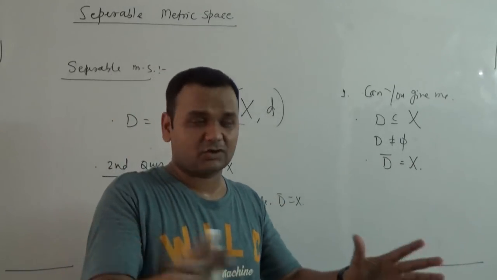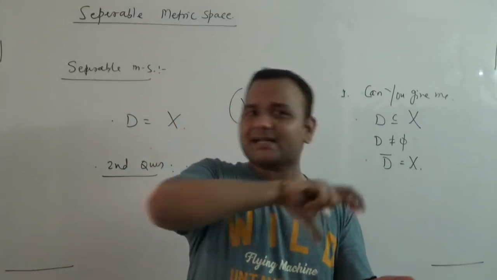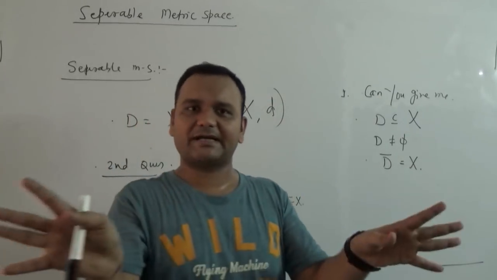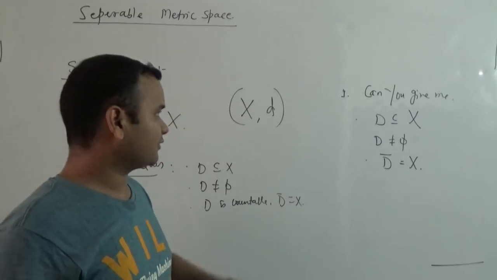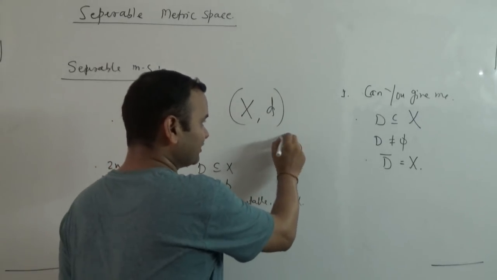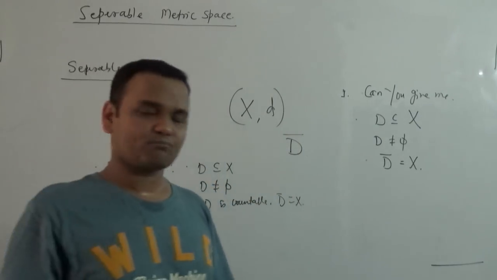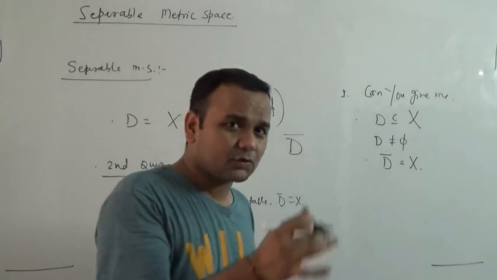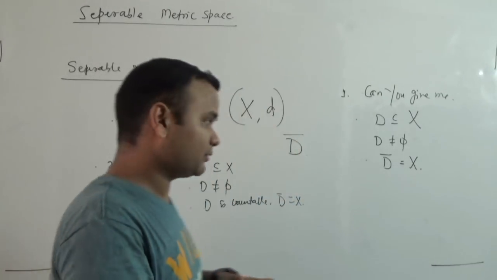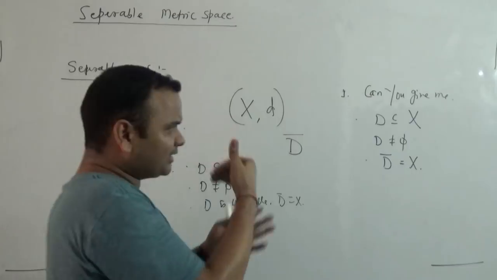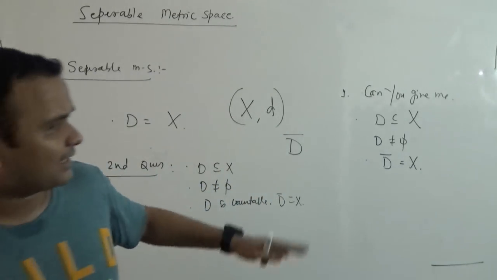What is the closure? Closure of a set means the set's elements together with its limit points. If you don't know this definition, what do you mean by the closure of a set? I request you to go back and learn what is meant by the closure of a set. If you don't know, then you are not able to understand this. So my humble request to you, first you should go back and learn this.